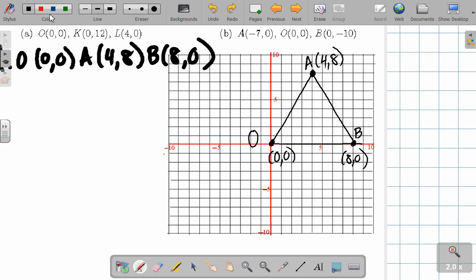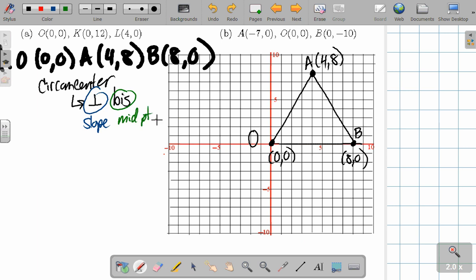Just keep in mind once again, we're doing a circumcenter, and that deals with bisecting, and perpendicular is a concept of slope. I'm going to choose OB as my side. Why? Because it's horizontal, and we like horizontal and vertical because it makes it super easy. Sonia, can you give us that midpoint here?